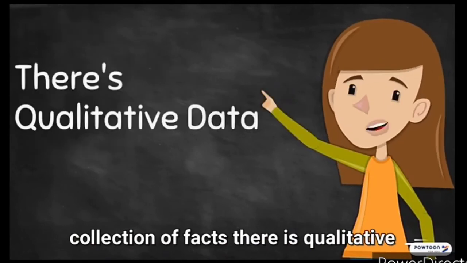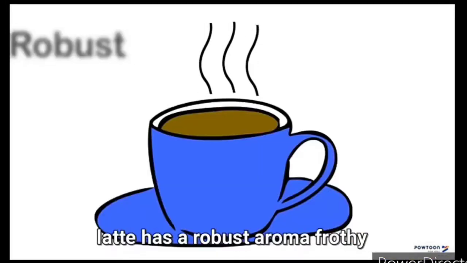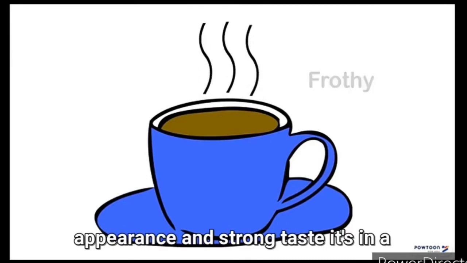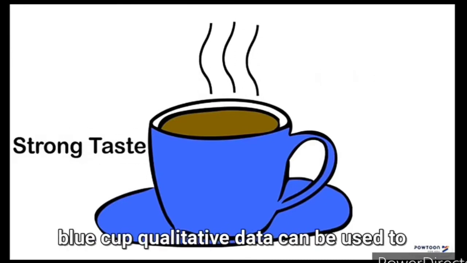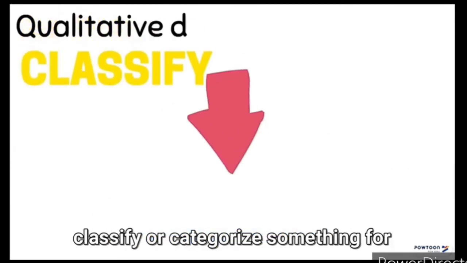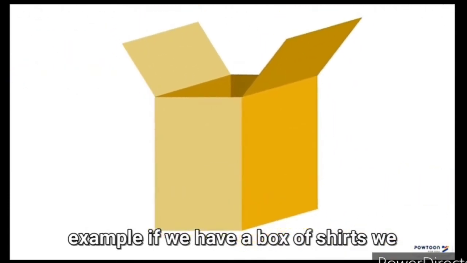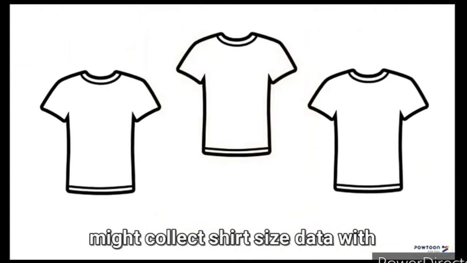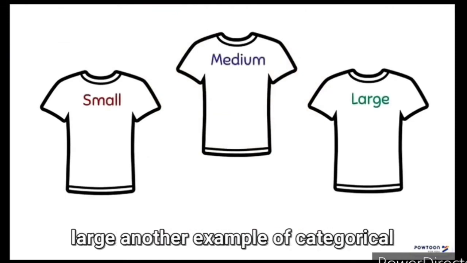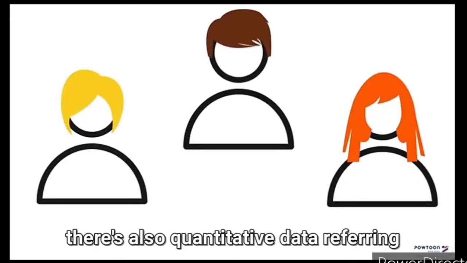There is qualitative data, which is non-numerical. The latte has a robust aroma, frothy appearance and strong taste. It is in a blue cup. This is qualitative data. Qualitative data can be used to classify or categorize something. For example, if we have a box of shirts, we might collect shirt size data. The categories such as small, medium, large, and another example of categorical data could include hair color.